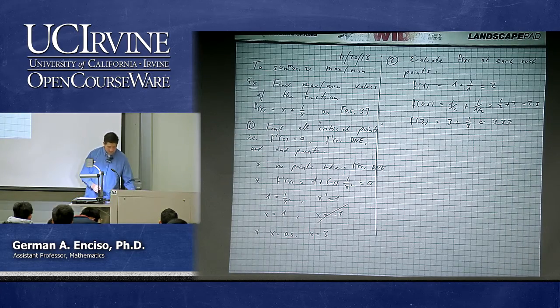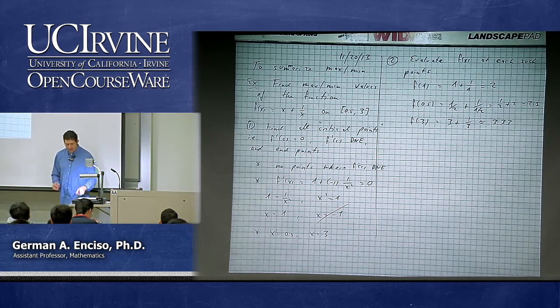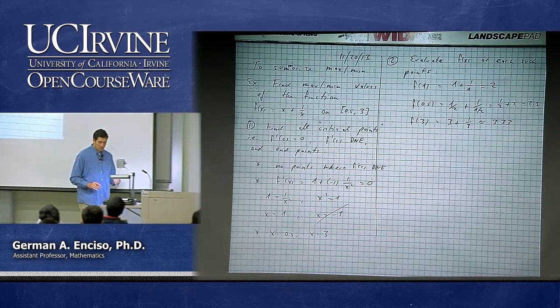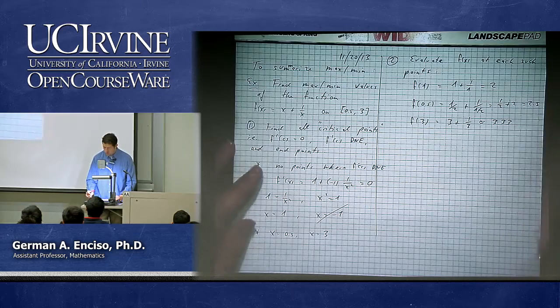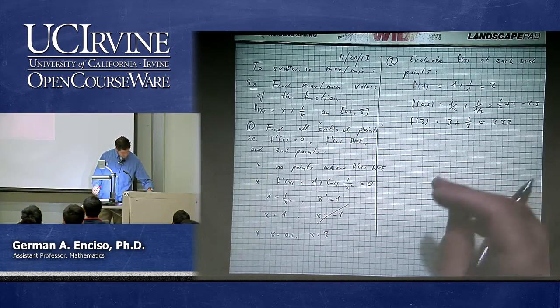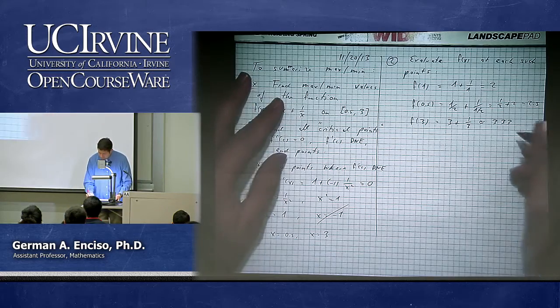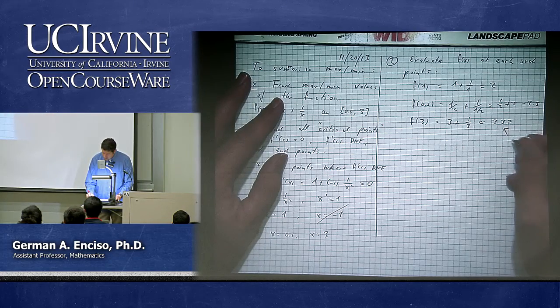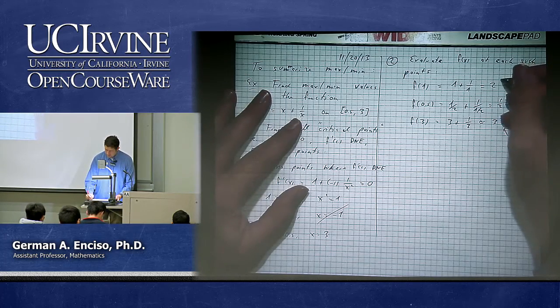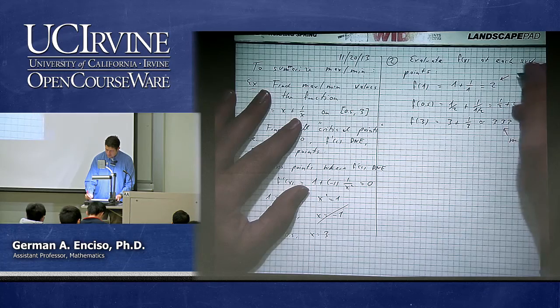Okay, and at this point, you look at the values of the function at each of the points, and you evaluate which one is the largest one and which one is the smallest one. Which one is the largest one? So that means that this is the maximum, and this is the minimum.